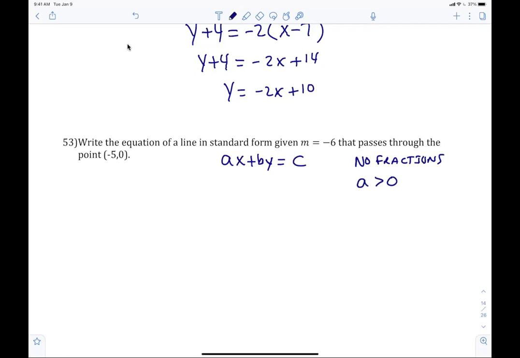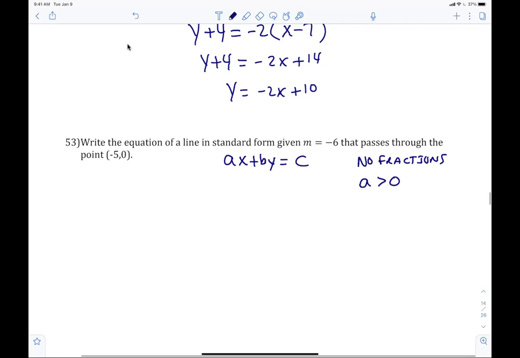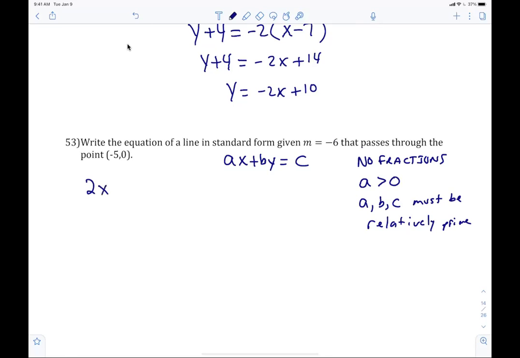All right, there's one more rule about being relatively prime. So let's go ahead and put that in. A, B, and C must be relatively prime. That just means they can't have a common divisor, right? In other words, 2x plus 4y equals 6 is not standard form because I can divide everything through by what? 2. Okay, that's what they mean by relatively prime.